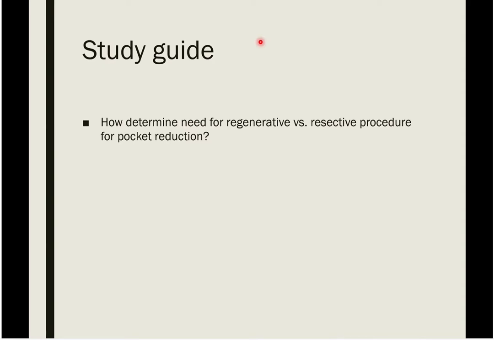How to determine when to consider regeneration versus resection for pocket reduction. If you have narrow interbony defects, I would consider regeneration, and that's the focus of contemporary periodontal therapy. But certainly if you have horizontal bone loss, suprabony pockets, resective pocket reduction with apically positioned flaps is perfectly acceptable. You have to have an area that can be regenerated, so you need bony defects.